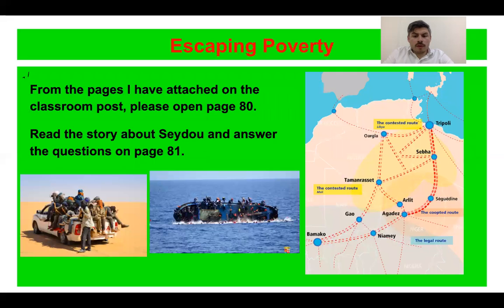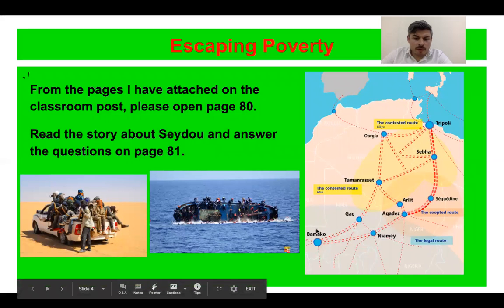What you're going to do today, I have attached pages 80 and 81 from the geography book. I want you to have a read through a letter on page 80. This is a story about a man called Seydou, and he is from Mali, which is in this part of the map where I am moving the arrow.